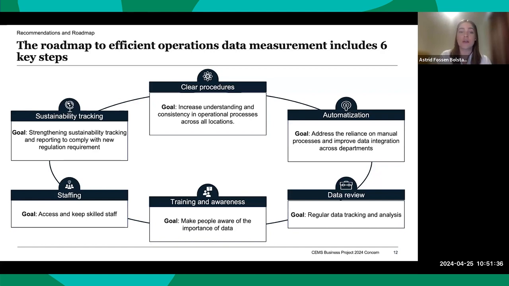In regards to data review, the goal here is to have regular data tracking and analysis. Here you need to schedule regular data audits to ensure accuracy and utility, because when you have regular audits, people will do the reporting more correctly each time, because they know that an audit will come soon. It's also important to have continuous tracking and reviewing to keep the information relevant and up to date.